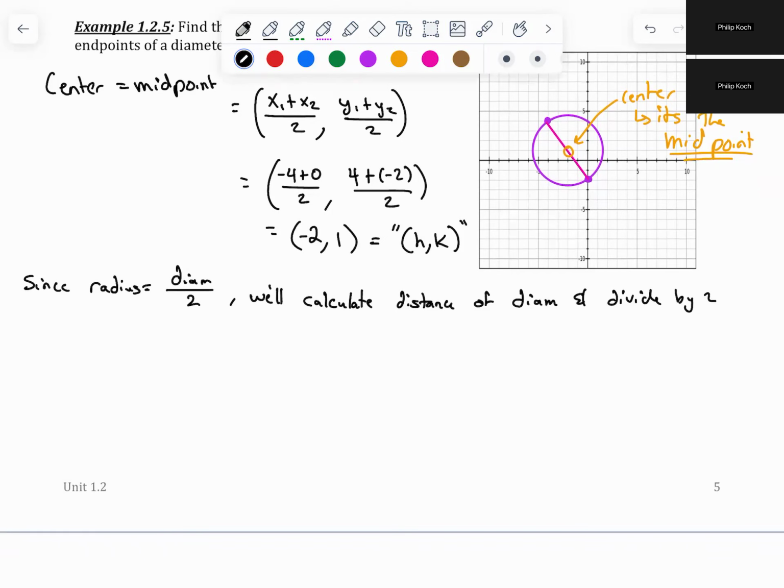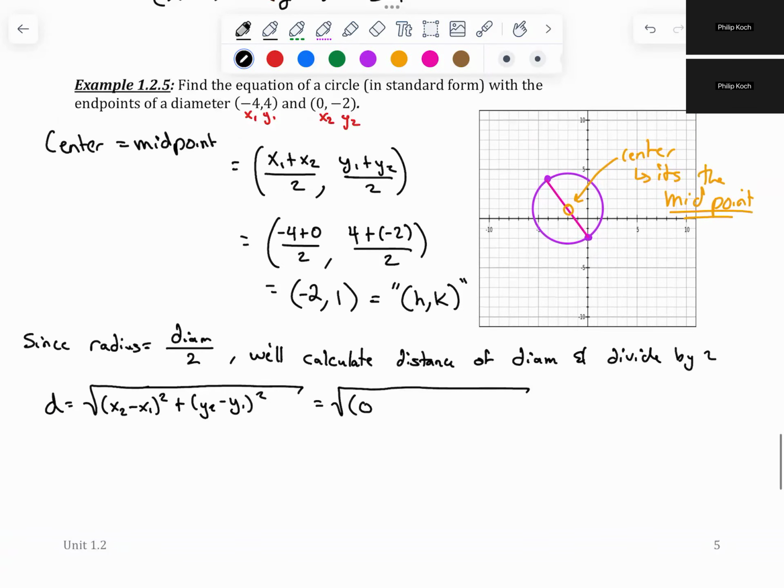Either way, D is equal to the square root of x sub 2 minus x sub 1 quantity squared plus y sub 2 minus y sub 1 quantity squared. You do not need to write that, but it is not bad to practice just getting free memorization. So that'll be the square root of x sub 2, which was 0 minus -4, so that's plus 4 quantity squared. Make sure you understand that. I'll let you get to that point, and then we'll move forward.